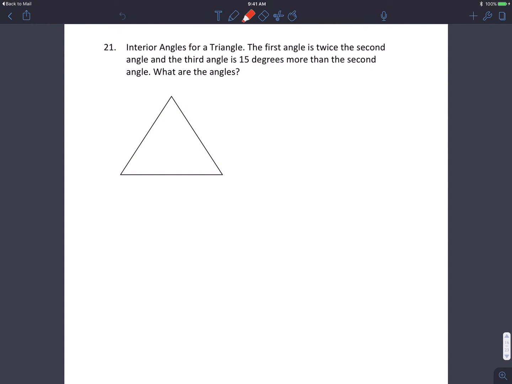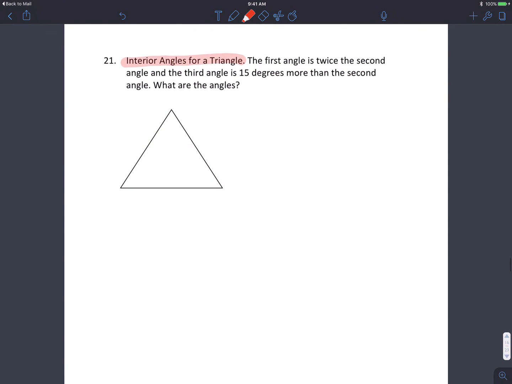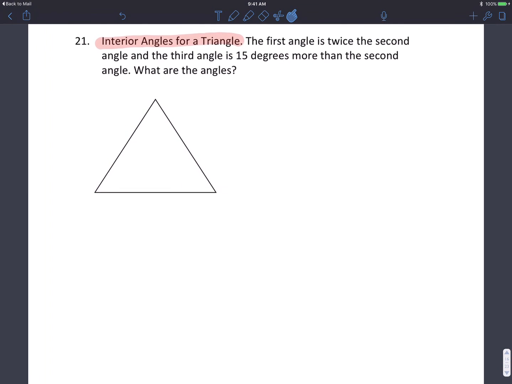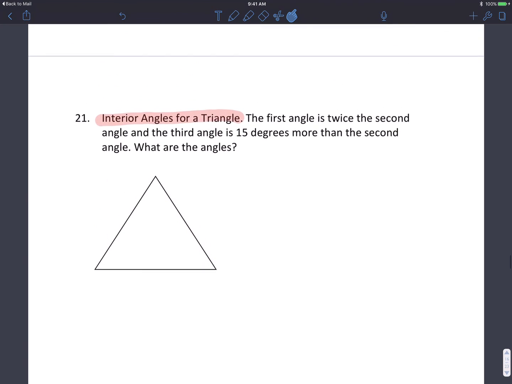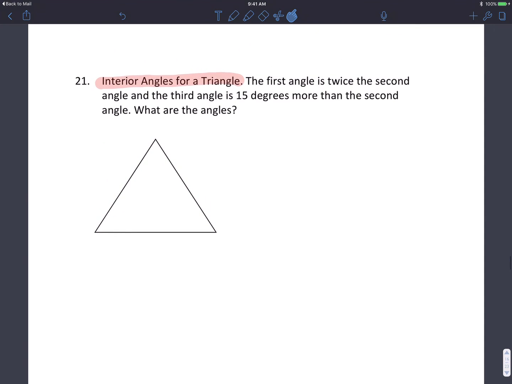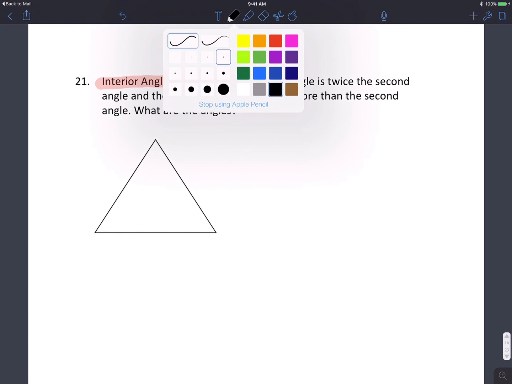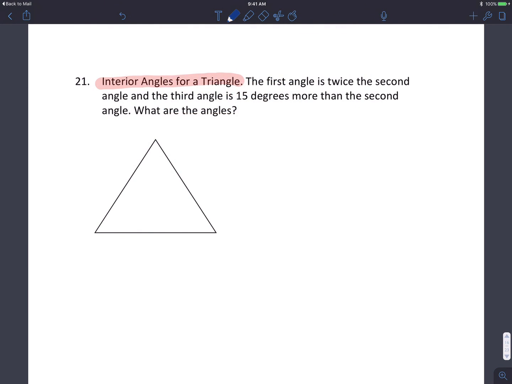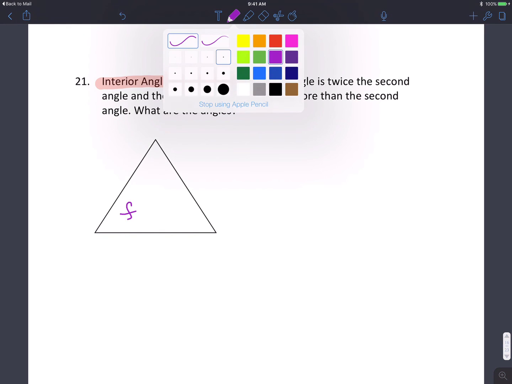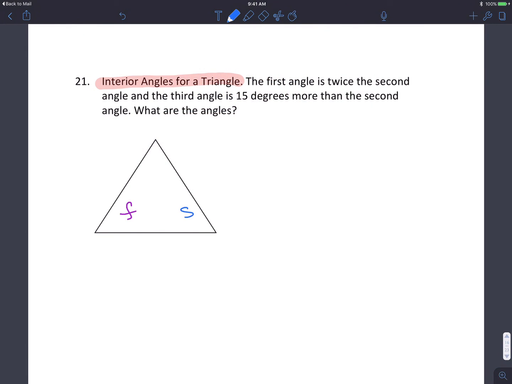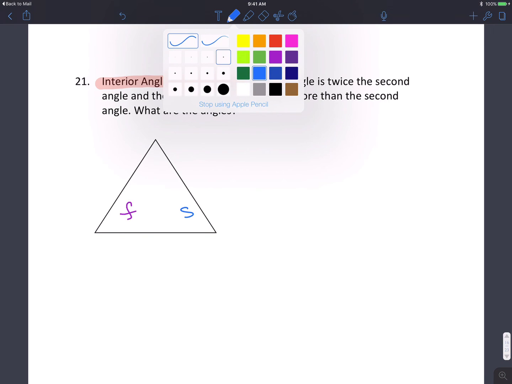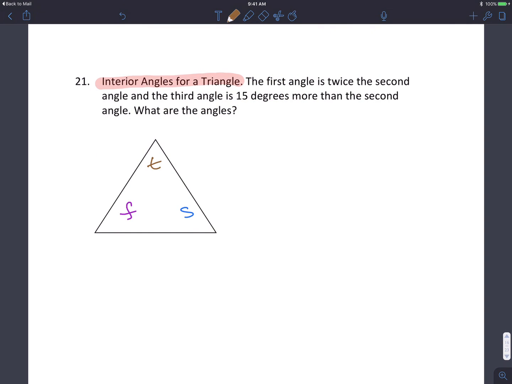Now we have the interior angles of a triangle. So we're going to have to look at this in detail. Interior angles here for this triangle. And let's say, for example, we have a first angle here. We'll do this, call this the first. And this will be known as the second. And then finally, maybe in brown here, we have the third angle. Okay, we're kind of going in a counterclockwise direction.